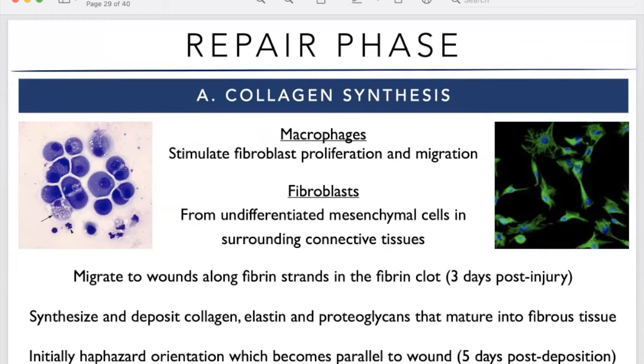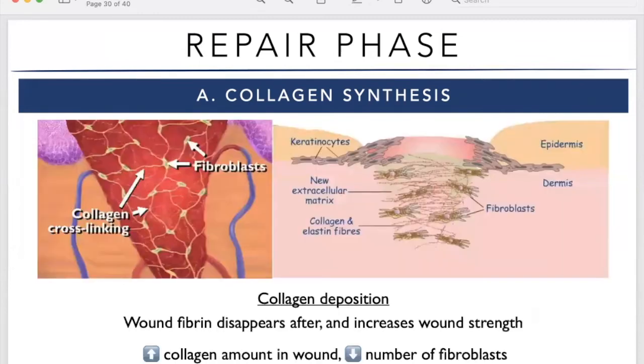And initially, they would deposit this collagen in a very haphazard manner. Walang organization. Okay? Basta patong-patong, basta mag-repair tayo. Kailangan niya ng collagen. And then, this orientation will undergo a conformational change, which will become parallel to the wound. And this would take around 2-3 days, right?